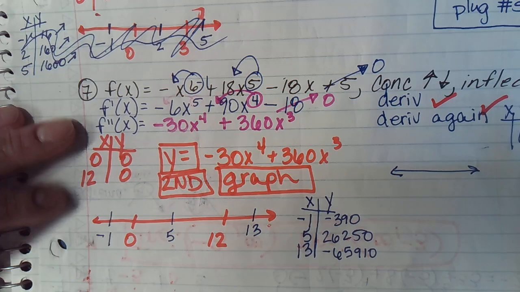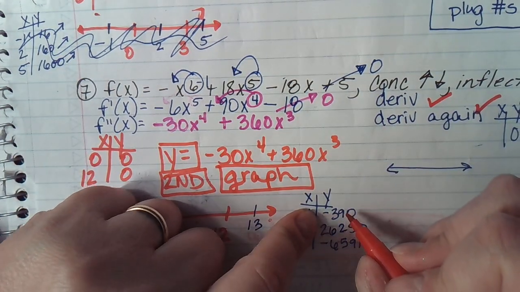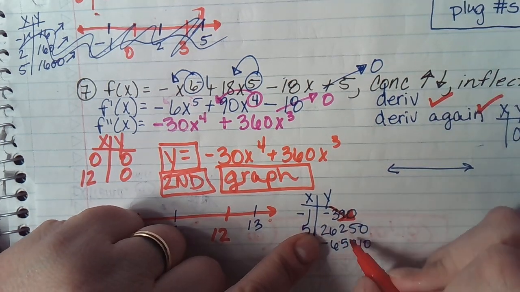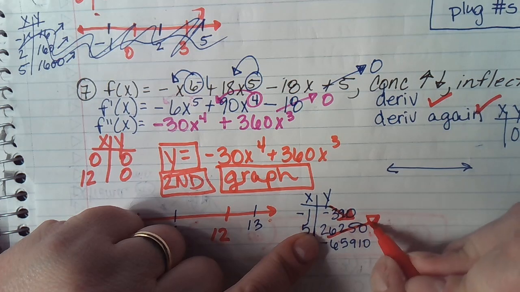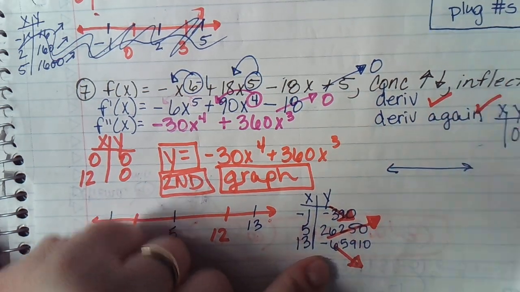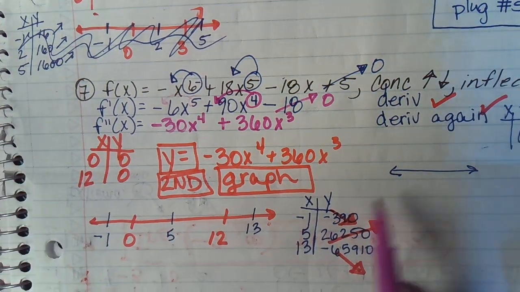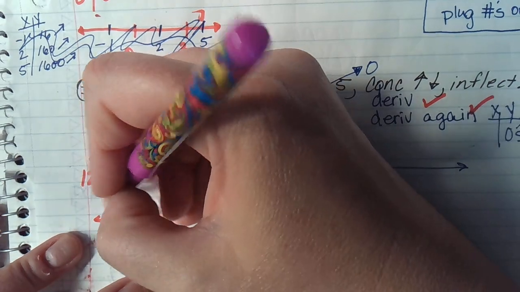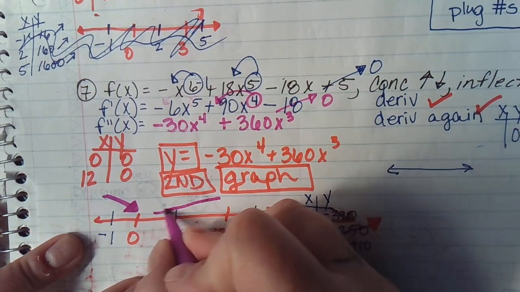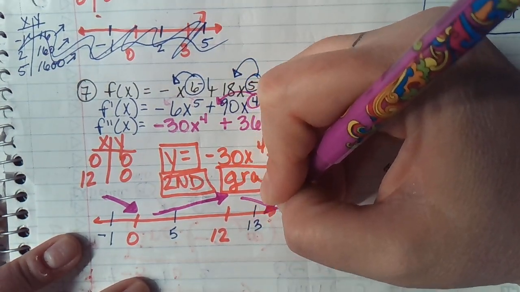Okay, according to the symbols is how we're going to draw our arrows. Since this -390 is negative, we're going to draw down, decreasing. Then the 26 is positive, so we're going to draw up, increasing. Then the 65 is down. Okay, so let's draw our arrows. We're going to have down on top of the -1. Then up on top of the 5. Then down on top of the 13.